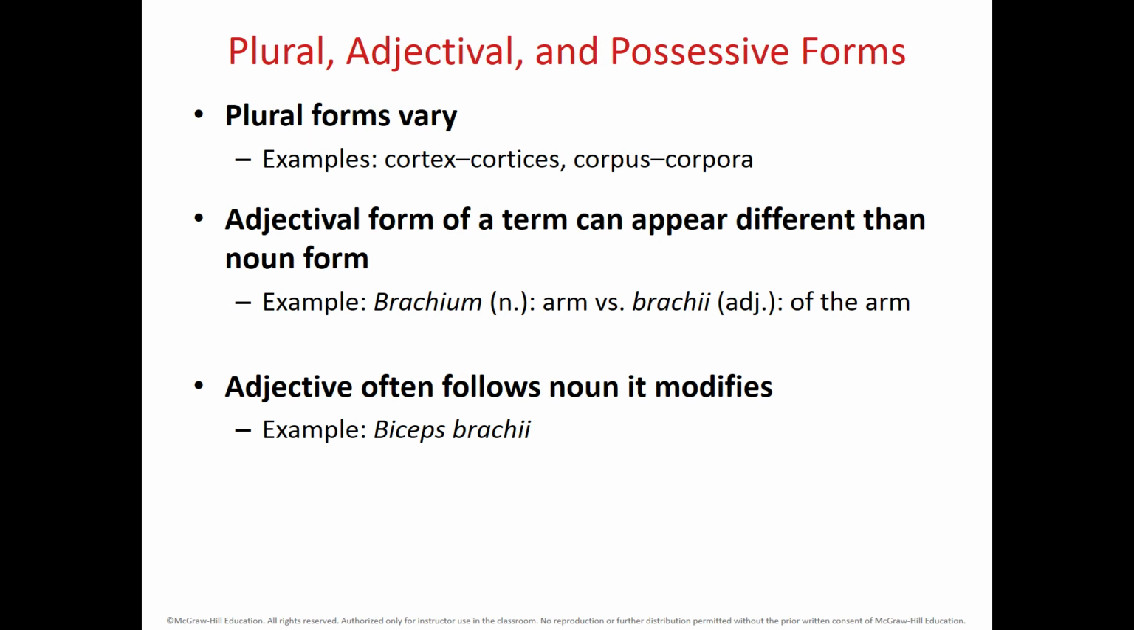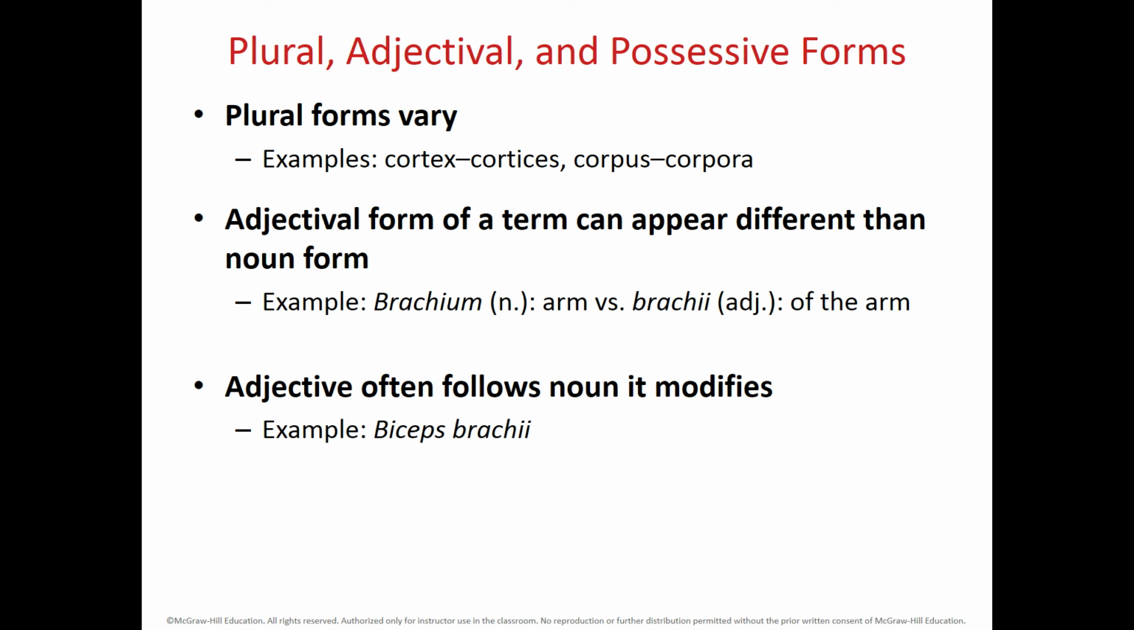Now, many words will have a plural form, a singular form, and adjectival or possessive forms. Examples of plural: the surface of an organ, for instance, is called cortex. This is singular, but cortices is the plural form. Another example is corpus, which means body. Body in anatomy is corpus, but if you want to refer to several bodies, or more than one, that would be corpora.